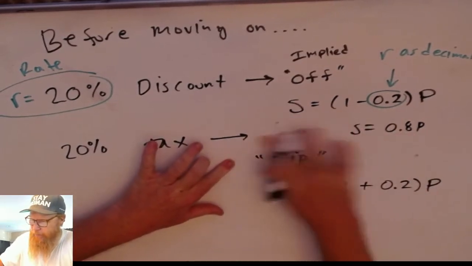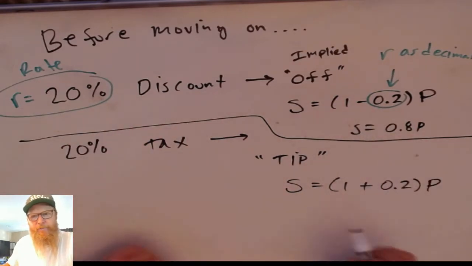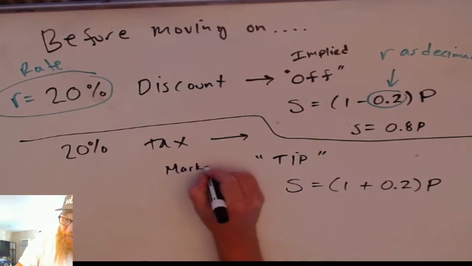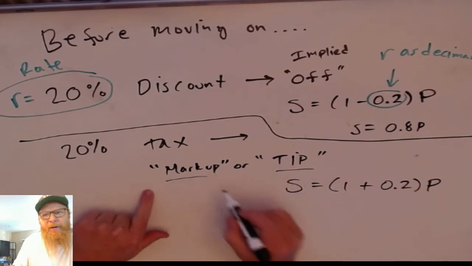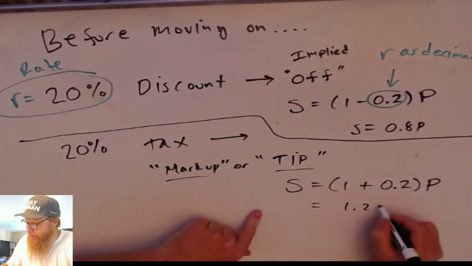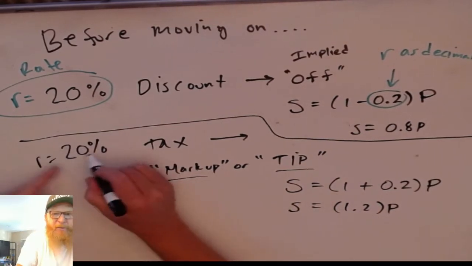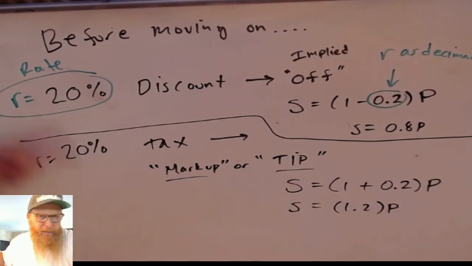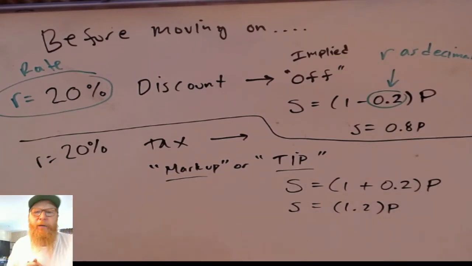I'm putting it in the wrong place. I'm talking about the discount one. The markup or the tip turns into 120%, 1.2. I'm just using 20% as an example. Of course, the percentage will change. It could be 5, it could be 10, it could be 20, it could be 40, whatever.